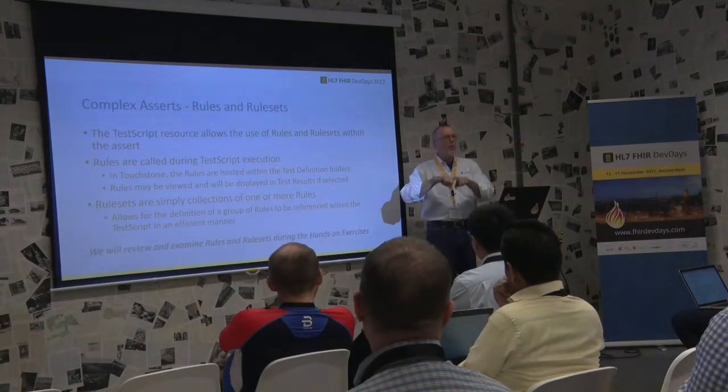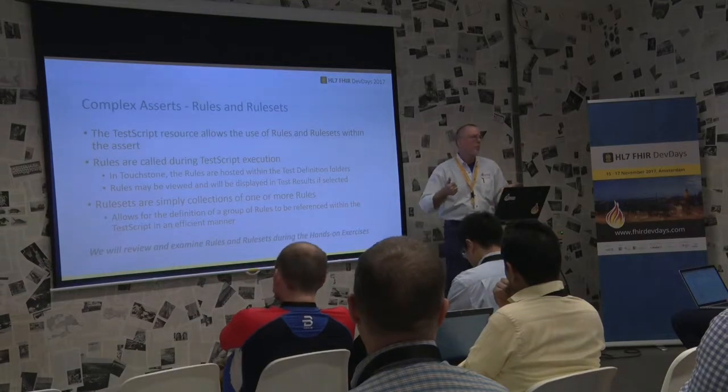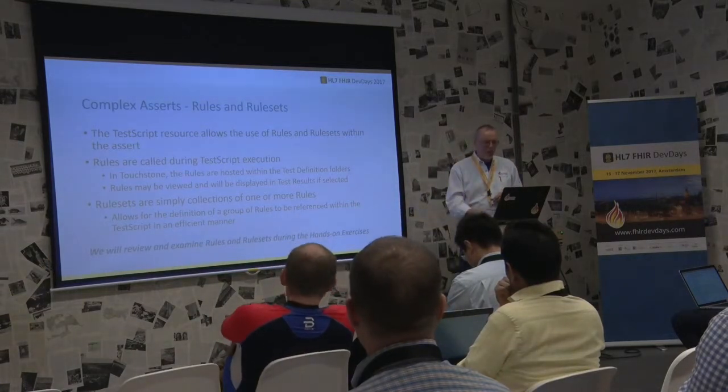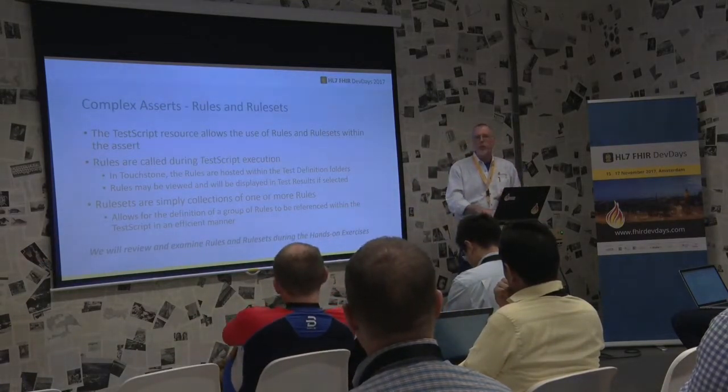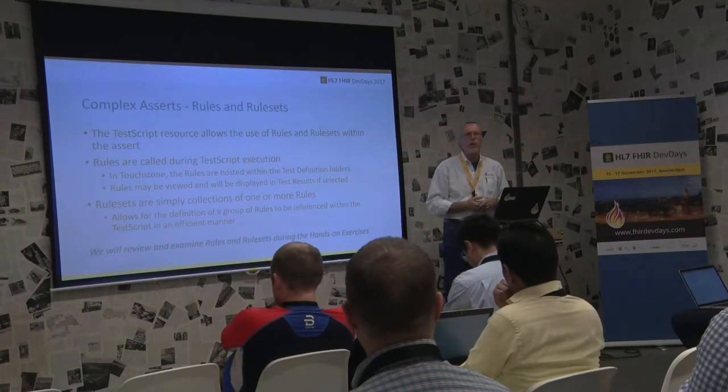And if you do, then do this. If you don't, skip it, type of thing. Okay? So that's some of the fun things about rules and rule sets. And a rule set is really nothing more than a collection of rules. So in one single assert, I can implement multiple rules through a rule set.